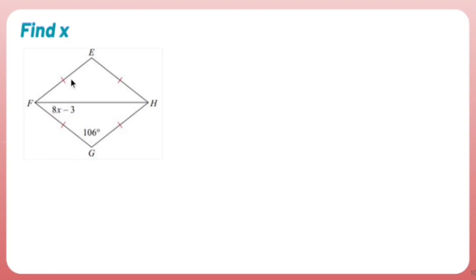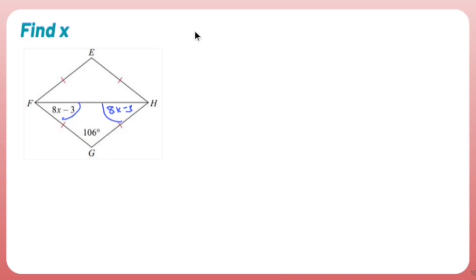Find x. What we have here is a rhombus. There's a couple ways that we can approach this, but what I see is it gives me a rhombus that's cut in half right here. And by cutting a rhombus in half, you are creating an isosceles triangle. Why does that matter? Well, because if you are 8x minus 3, then you are also 8x minus 3. You're 106, and these are three angles of a triangle.